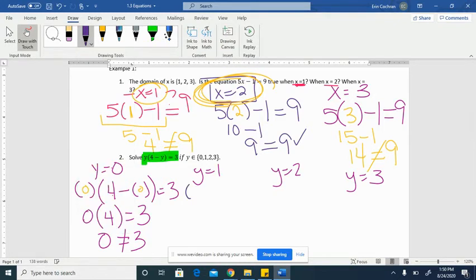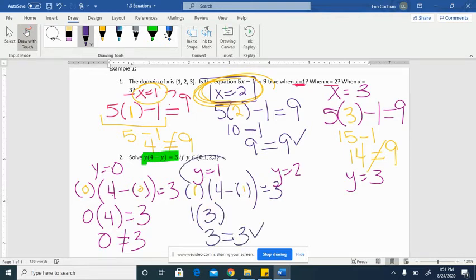Okay. Let's look at the next one. When y is 1, y times 4 minus 1, because y is 1. Does that equal 3? So 4 minus 1 is 3. 1 times 3 is 3. Does 3 equal 3? Yes, it does. So 1 is a solution.